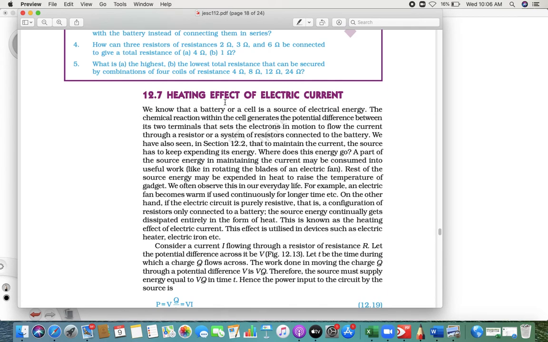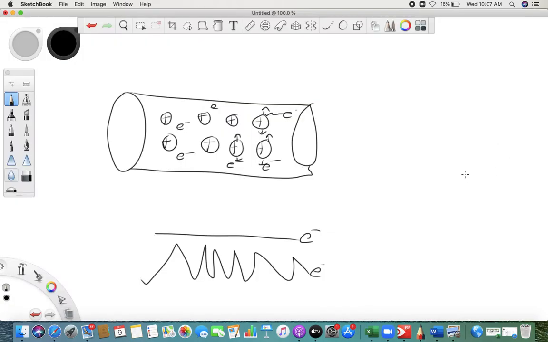Now have a look. We know that a battery or a cell is a source of electric energy. The chemical reactions within the cell generate a potential difference between the terminals that sets the electrons flowing. Now what happens is there is a loss of energy. The loss of energy comes in terms of heat. Part of it is converted to do work, and the rest is dissipated in the form of heat, right? And I told you how that heat is generated.